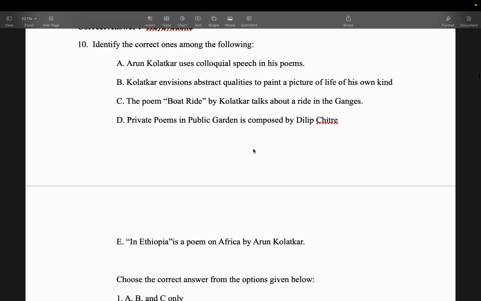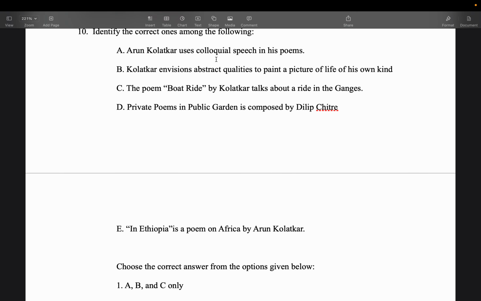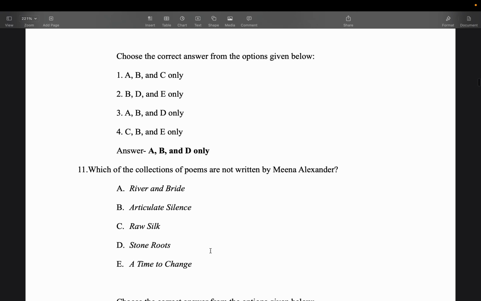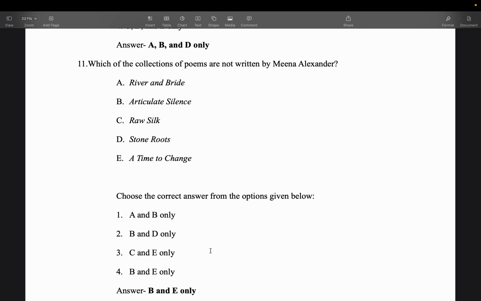The answer is A, B, D. A is correct, uses colloquial speech. If you take a look at the poetry of Arun Kolatkar, you will know. I am telling you, reminding you, read every day. Kolatkar envisions abstract qualities to paint a picture of life of his own kind. Looks correct, na? Nobody will make up such a wrong answer. Then D, Private Poems in Public Garden by Dilip Chitre. So, it is not an easy question, but you can guess one or two of the sentences if you read Arun Kolatkar.